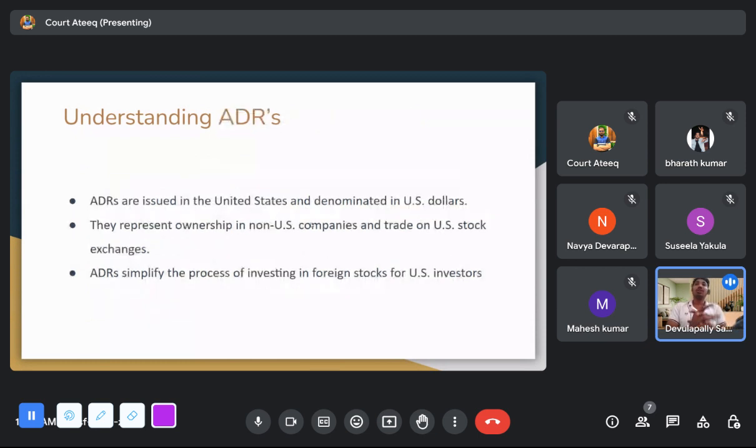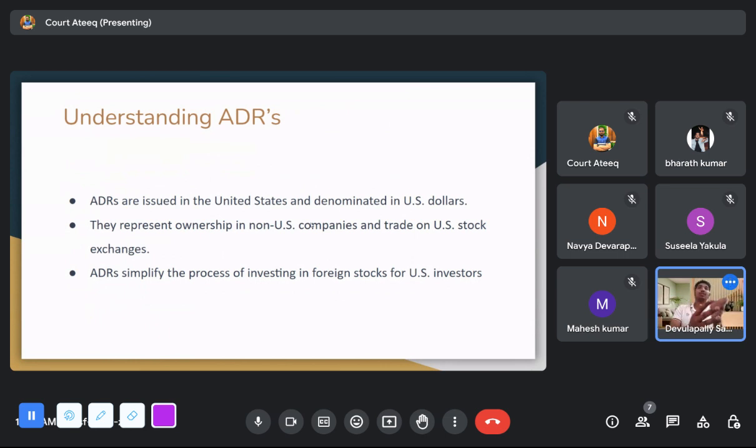Now we need to talk about ADRs. ADRs are shares of foreign companies issued in US stock exchanges. They are issued in US dollars and can be traded in US stock exchanges, and they represent ownership in the company, so they carry voting rights also. That is what ADRs are all about.